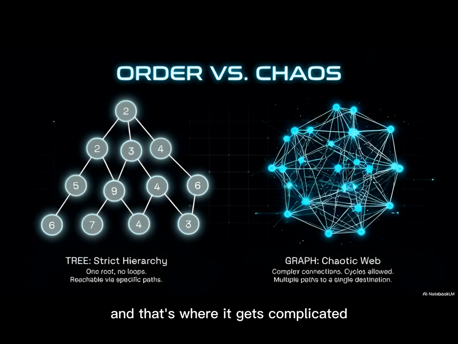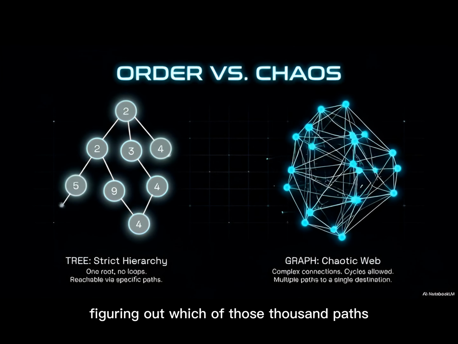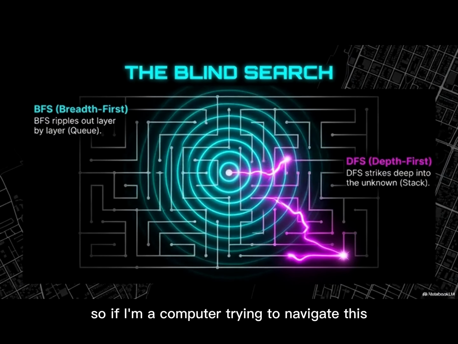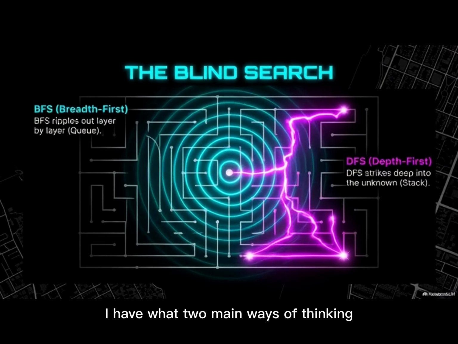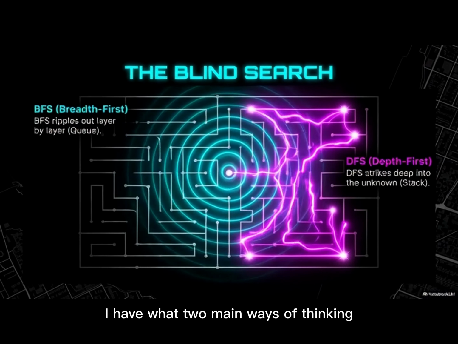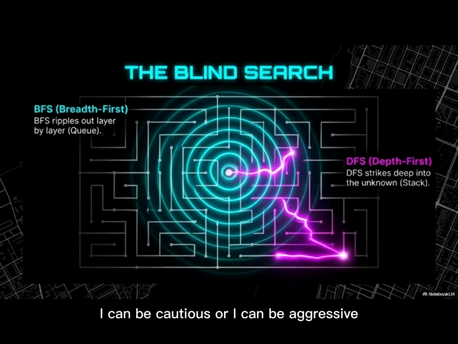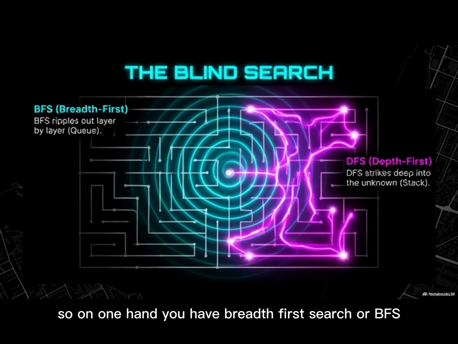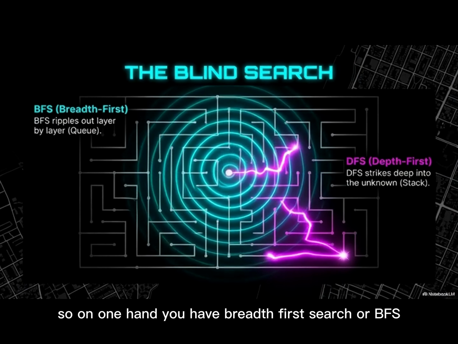And that's where it gets complicated. Figuring out which of those 1,000 paths is the best one. Which is where the search begins. So if I'm a computer trying to navigate this, I have, what, two main ways of thinking? I can be cautious or I can be... Aggressive, yeah. Right, aggressive. So on one hand, you have breadth-first search, or BFS.